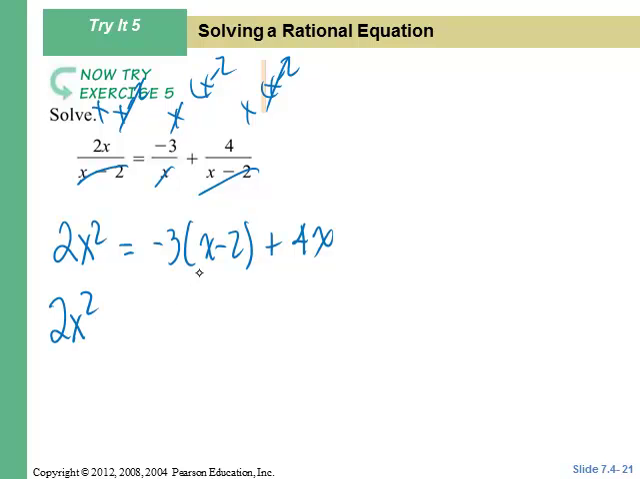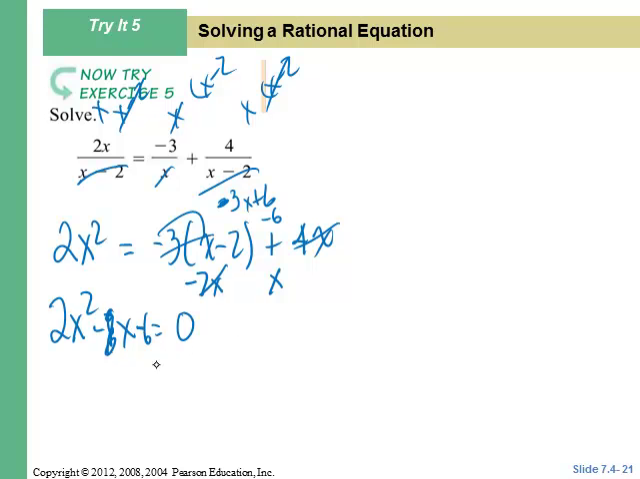2x squared, this is negative 3x plus 6. So 3x and 4x is 7x. So we're going to subtract 7x from each side. And then subtract 6 from each side. So these cancel. Hold it. Nope. Negative 3 times, this is a negative 3x plus 4x is just x. So subtract x from each side.